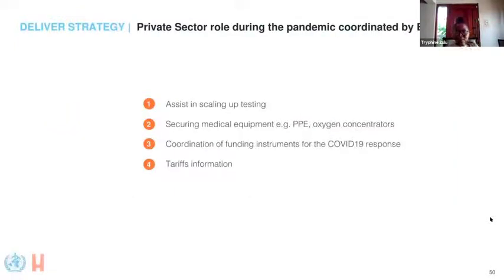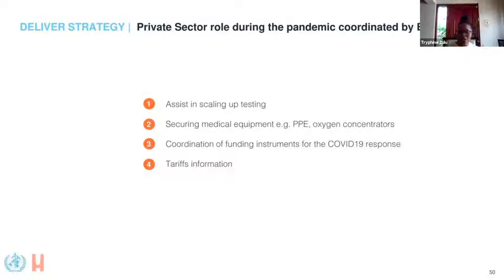I just wanted to highlight specifically the role of the private sector, particularly Business for South Africa, which was the main coordinator of the effort from the private sector. They were responsible for assisting in scaling up of testing, in securing medical equipment, including PPE and oxygen concentrators. They provided the expertise to government. They provided the funding as well to secure all of these resources to ensure that the COVID response was adequate.